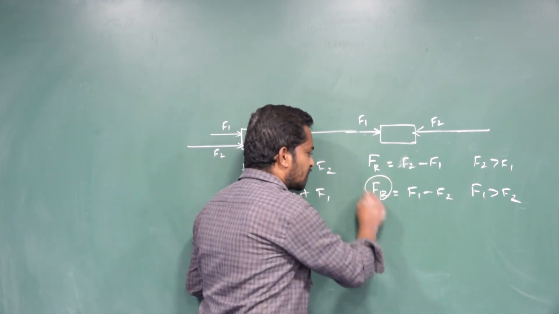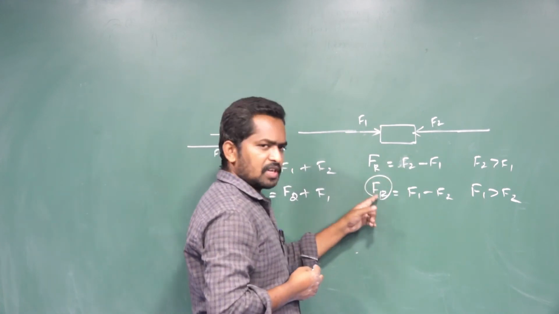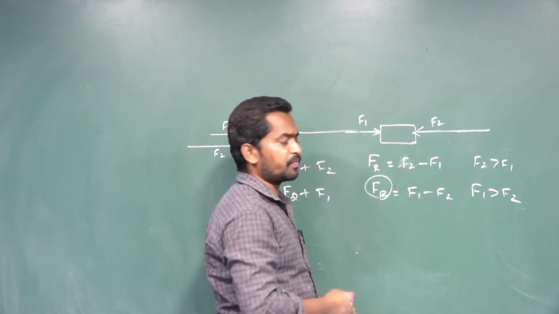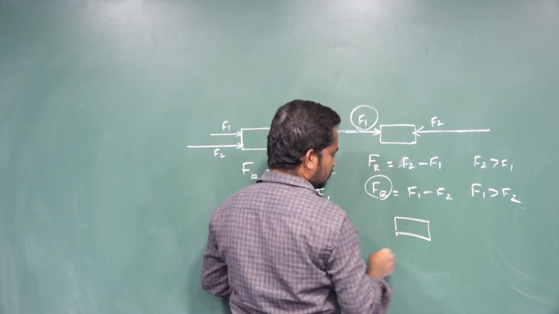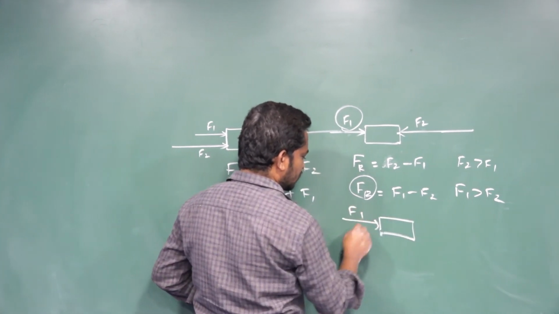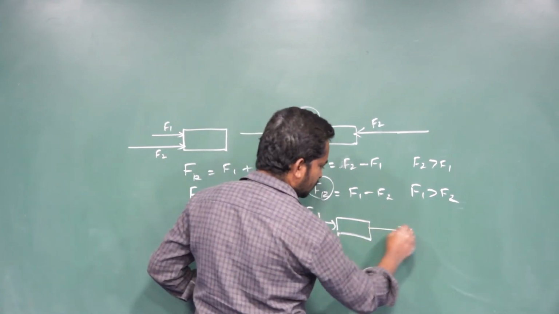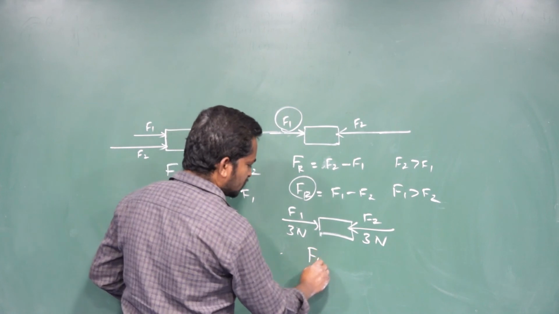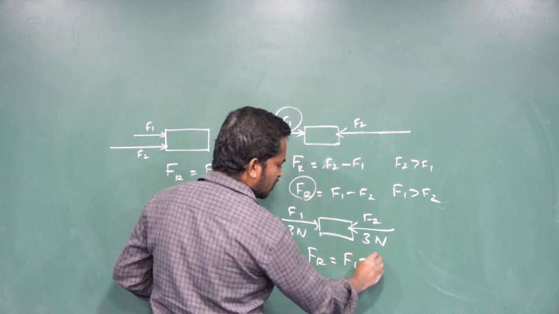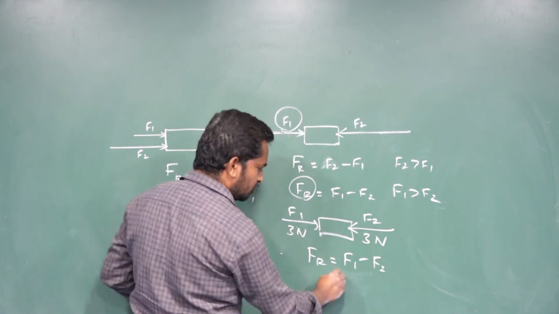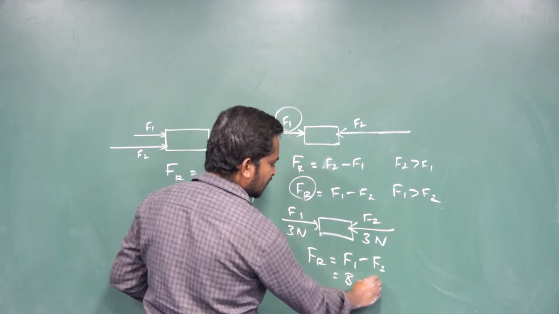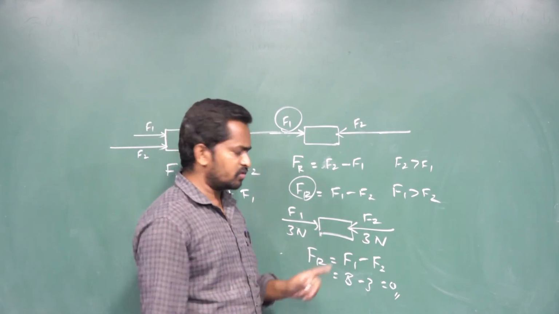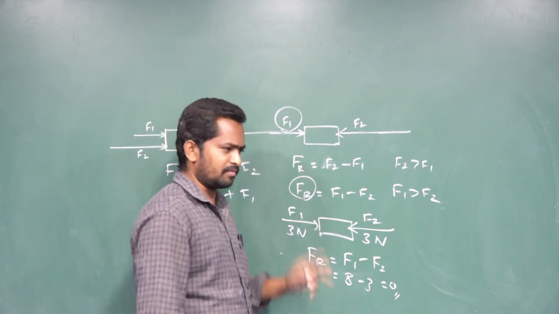What is the direction of the resultant force? The direction of the resultant force is along the direction of the force that has the maximum magnitude. Example: one object, F1 is 3 Newton, F2 is 3 Newton. What happens? The resultant force Fr is equal to F1 minus F2, same magnitude but opposite direction. 3 minus 3 is equal to 0. The resultant force is 0, so the object maintains its state of rest or uniform motion.